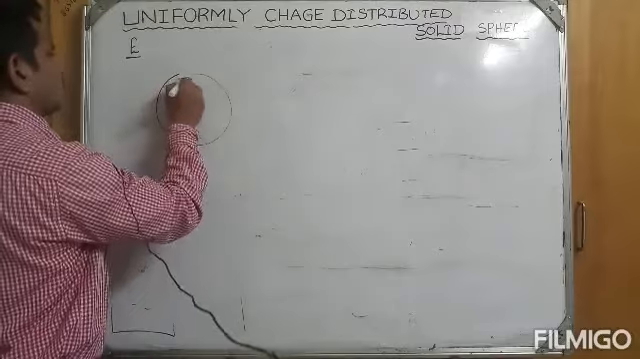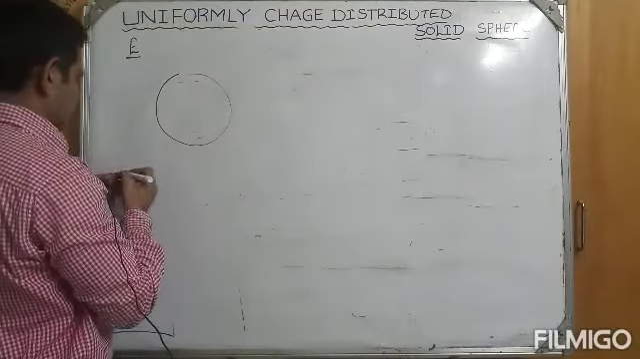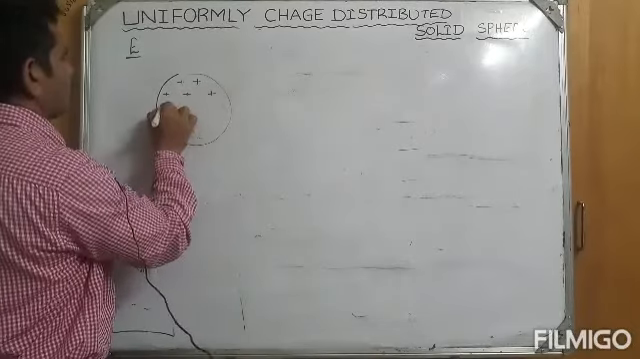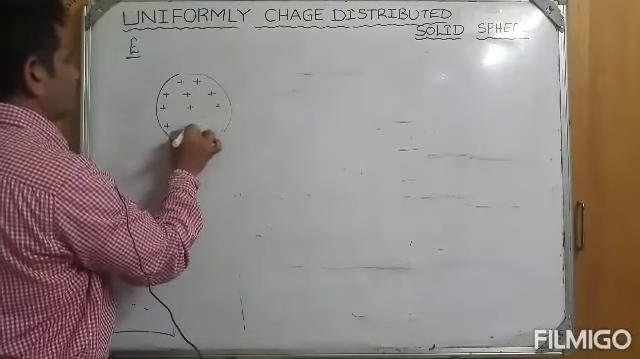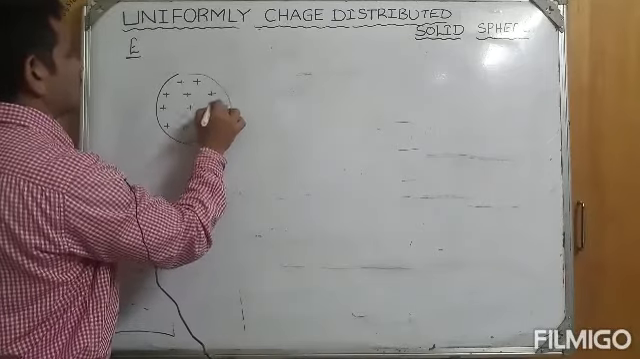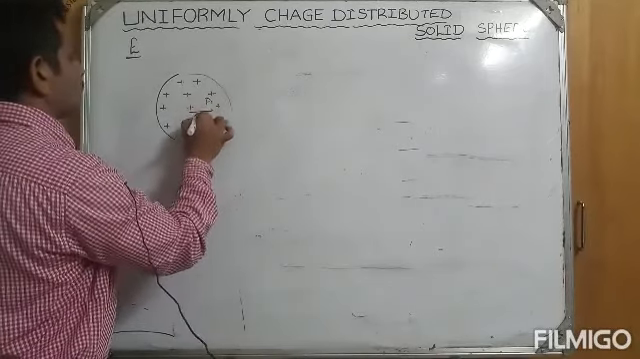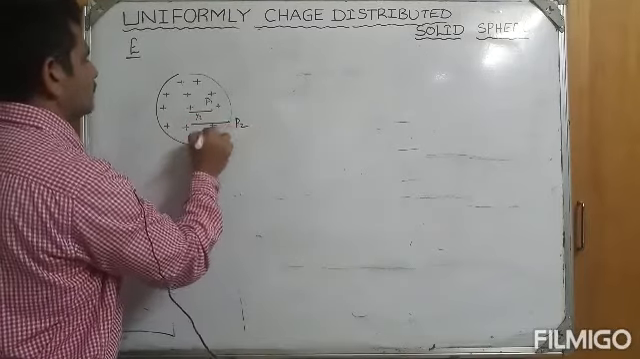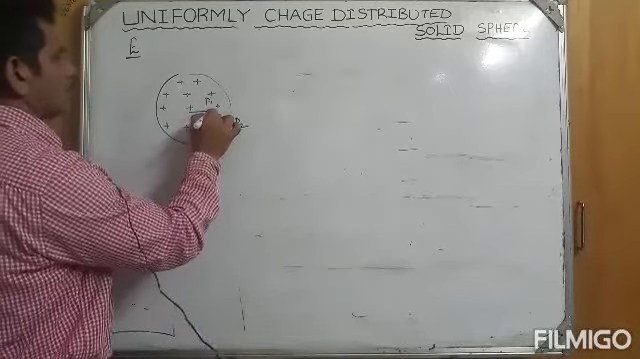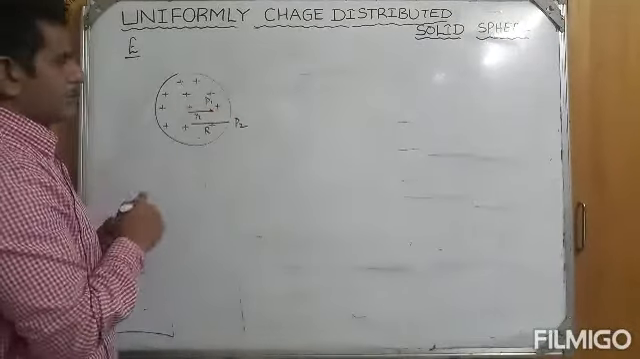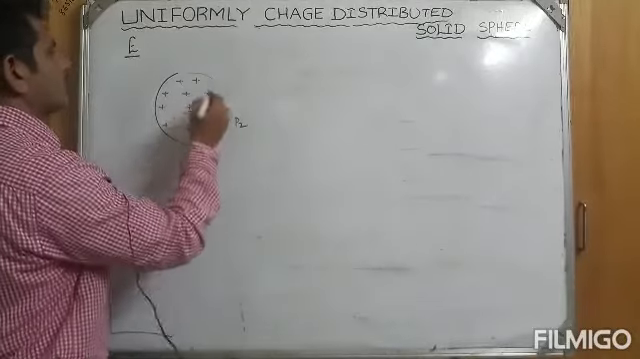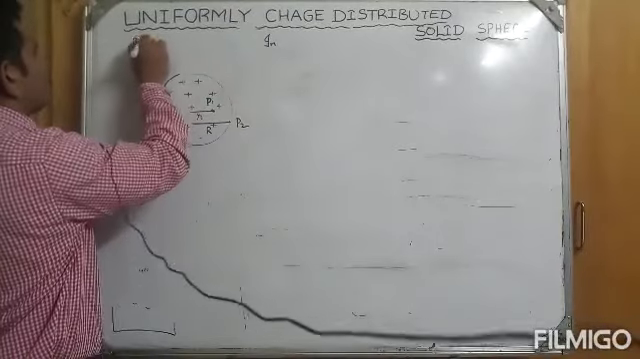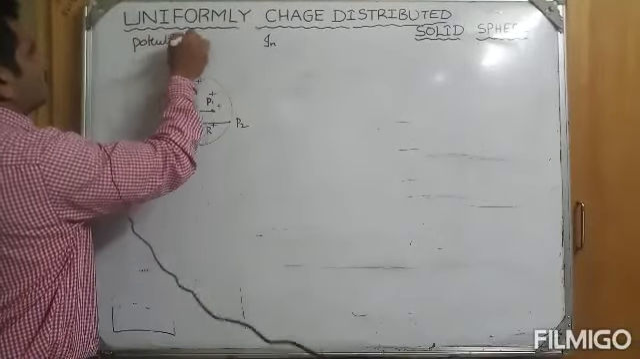this is the charge distributed body. You can take this is point P1, which is at smaller distance r. This is P2 on the surface. Understand? So we want to find potential at P1. Inside point we want to find potential. So now this is potential V.